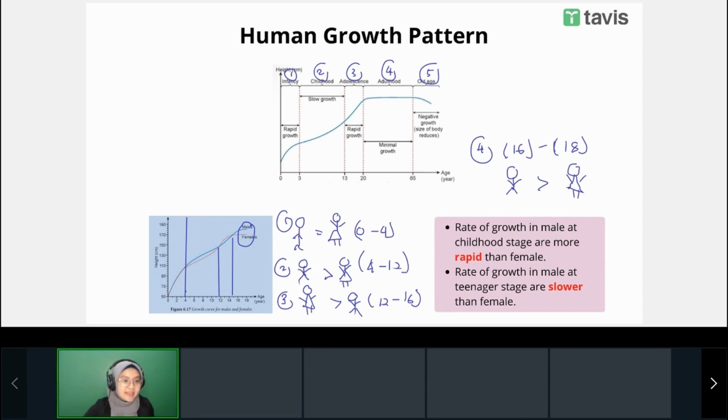I repeat again, at the age of infancy, baby, 0 to 4 years old, the male growth and the female growth are the same. While at the age of 4 until 12 years old, the rate of growth of a male is greater than a female. At the age of 12 until 16, the female is winning, the rate of growth of the female is greater than the male. And lastly, the male is winning again at the age of 16 and 18. The male has a greater rate of growth compared to women.